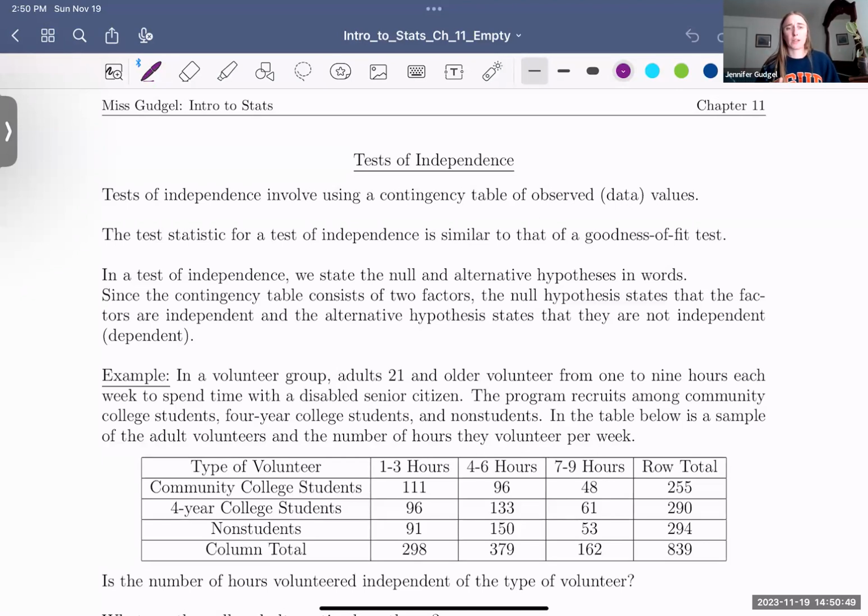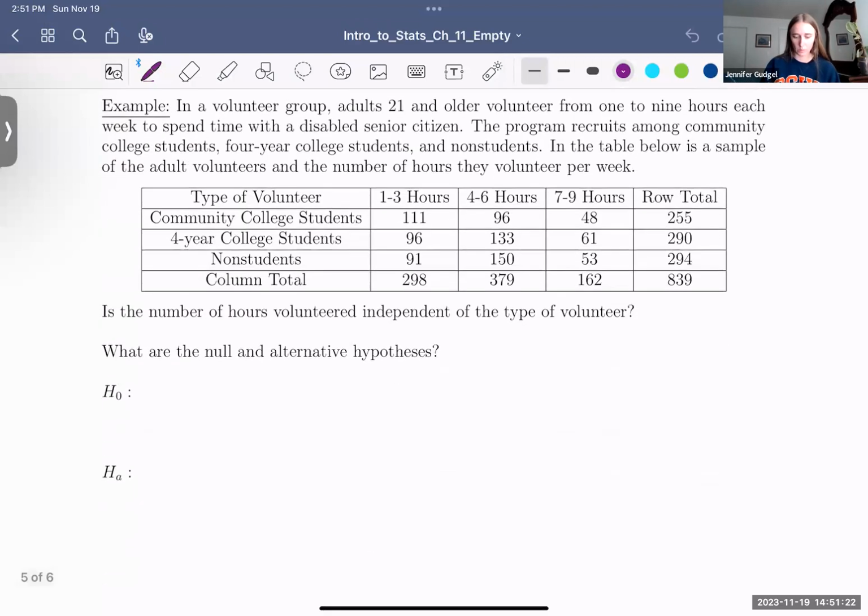We're just going to go straight in to our example. I suppose I will read this last piece. In this test, the null and alternative hypotheses will be in words. With the two types of variables, the null is going to be that they are independent. The alternative is going to be that those two types are dependent. But we'll always say what the two variables are. Like in this case, it's the type of student and the number of hours that they volunteer. All right, let's go in and write those down since we actually just said them.